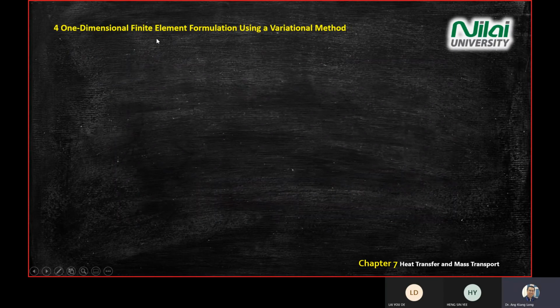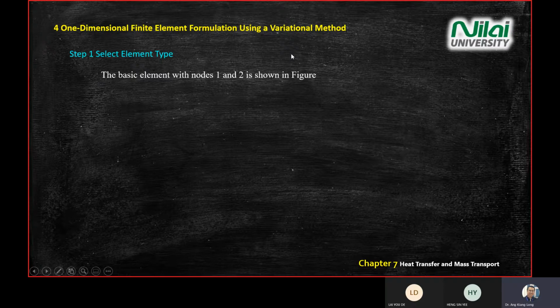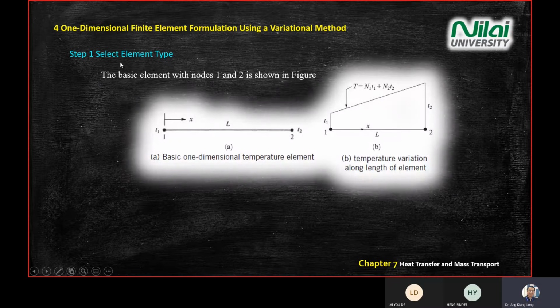For this session, we will look at one-dimensional finite element formulation with the variational method. Again, we are using the 6 steps you learned in chapter 6. Step 1, choose the element type. As you can see on the screen, you have 2 types of scenario. The first one has an element which is straight and very straightforward. You have temperature 1 at point 1 and temperature 2 at point 2.